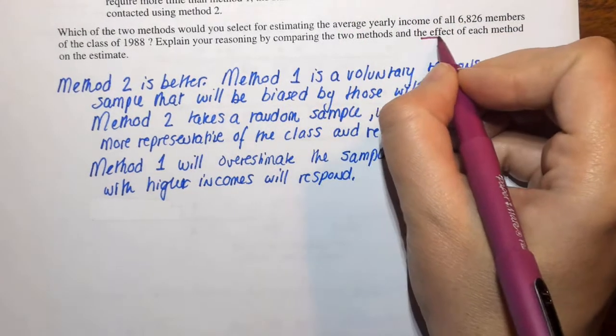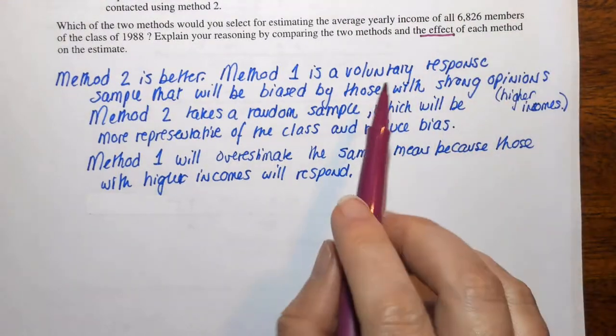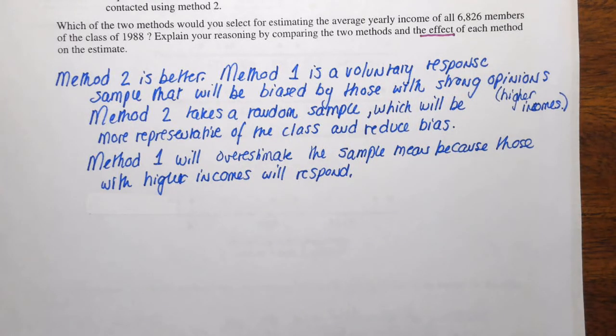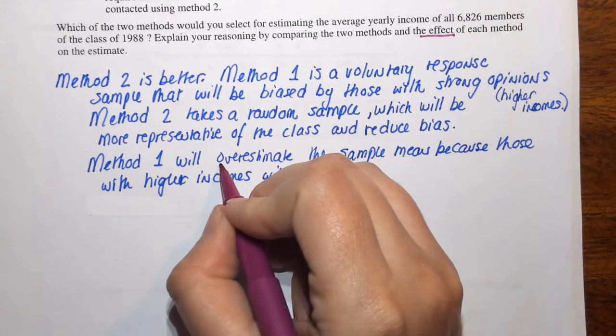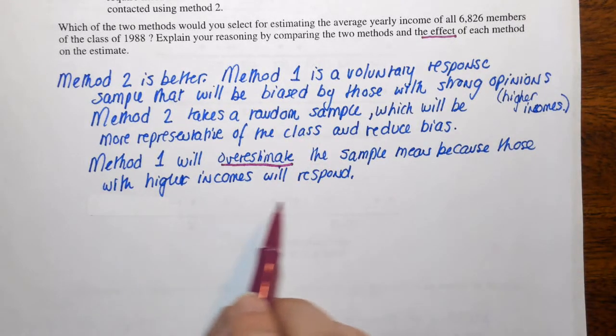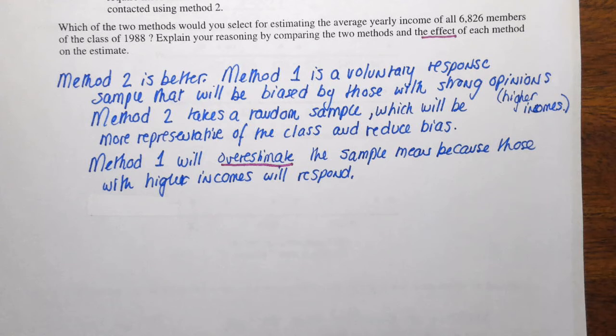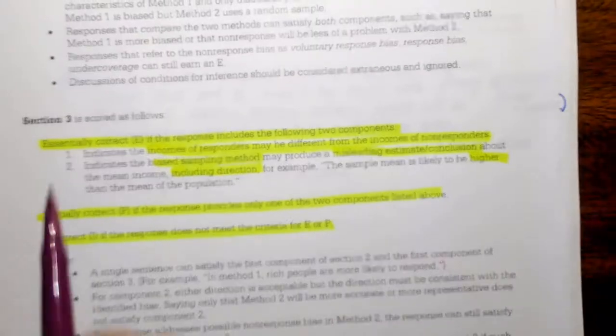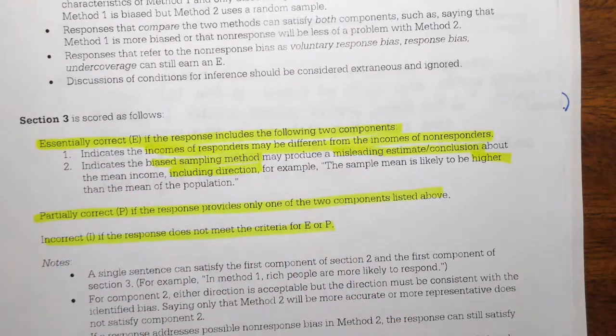This is the part that I think no one did. Bless your hearts, love you. The effect of each method on the estimate. So I said method 1 will overestimate the sample mean. Notice I used this effect, this actual comparison word, because those with higher incomes will respond. So that means that the sample mean is going to look a lot bigger, because those people that make more money are going to be proud of themselves, and they're going to definitely respond.